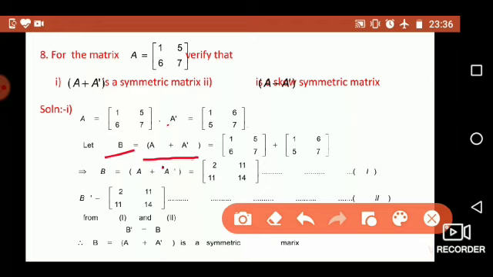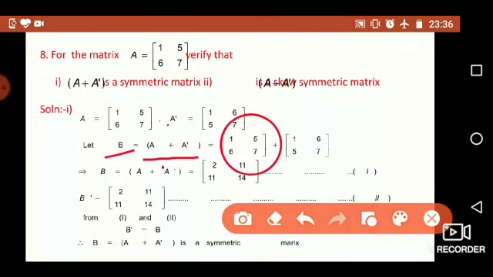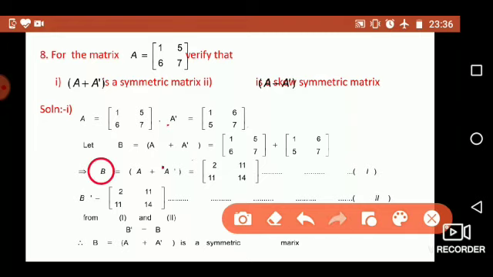Therefore, matrix B is equal to A plus A dash, that is, matrix A with elements 1, 5 in the first row and 6, 7 in the second row, plus the second matrix, which is called A dash, containing the elements 1, 6 in the first row and 5, 7 in the second row. Here we should find A plus A dash.